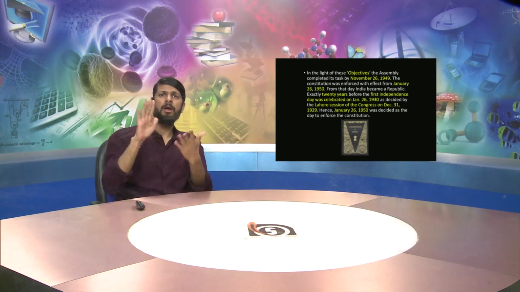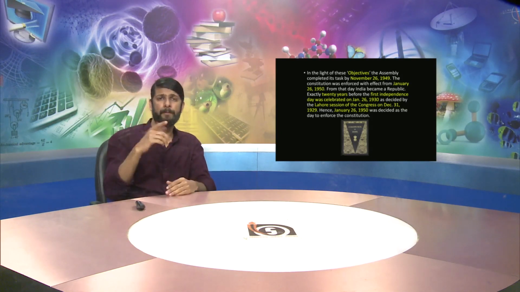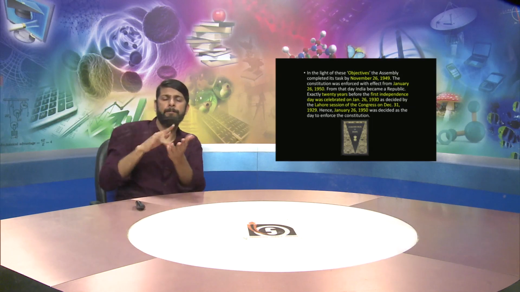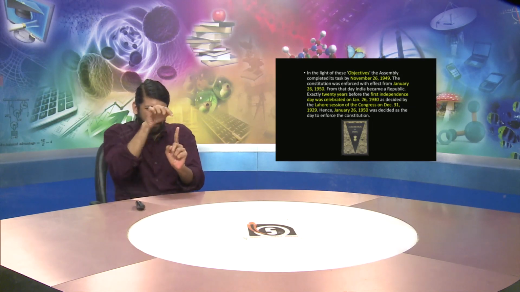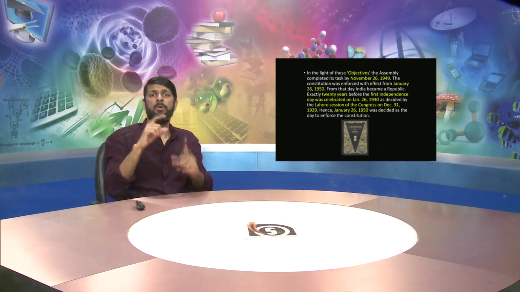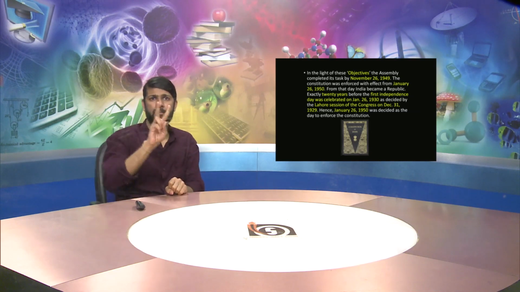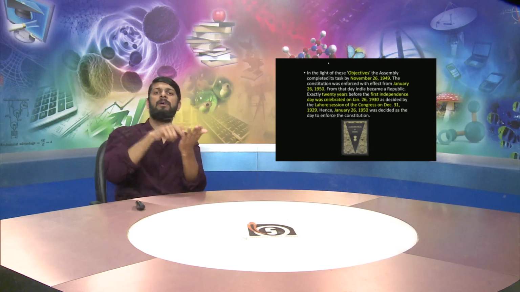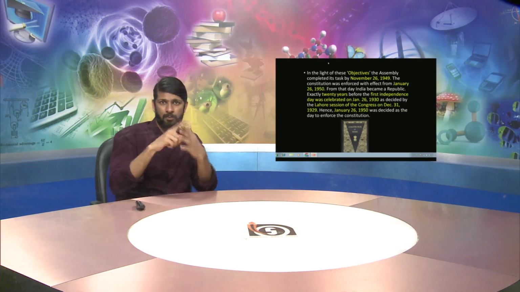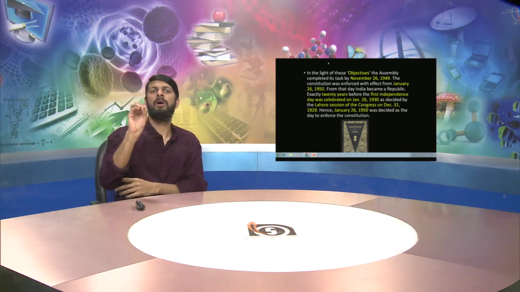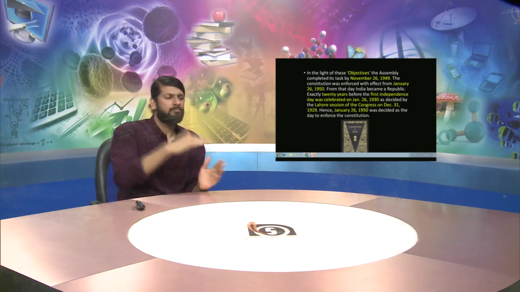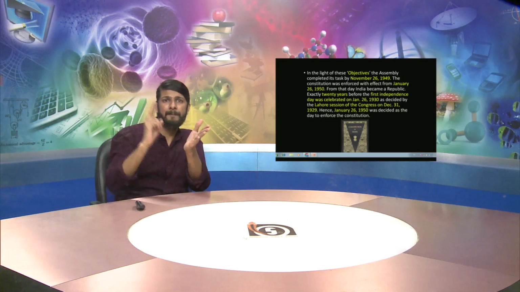Exactly 20 years before, the first Independence Day was celebrated on January 26 in the year 1930, as decided by the Lahore session of the Congress on December 31st in the year 1929. Hence, January 26, 1950 was decided as the day of enforcement for the Constitution.